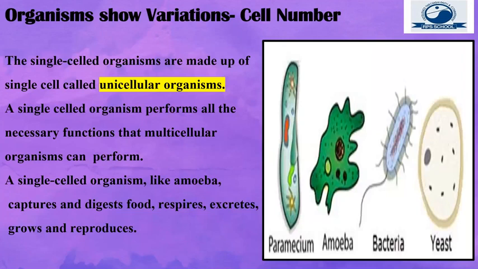If an organism is made up of a single cell, it is called a unicellular organism. A unicellular organism is capable of performing all the necessary activities that are required to sustain life, like digestion, excretion, respiration, reproduction, growth, etc. Unicellular organisms are generally microscopic in nature. Examples are Paramecium, Amoeba, yeast, bacteria, etc. Let's study about amoeba.